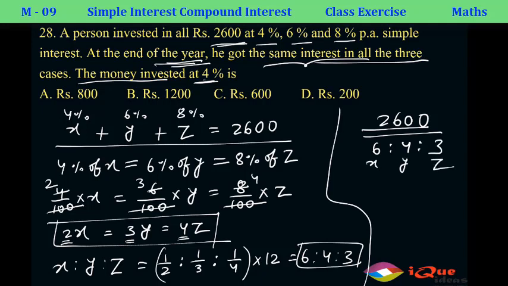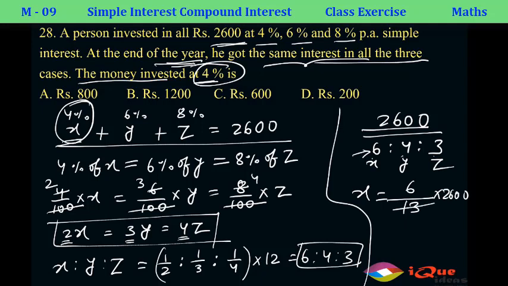Now the question is saying the money invested at 4%. So we find out the money invested at 4%, which was x rupees. Right? So the value of x in this case will be equal to 6, which corresponds to x. So it is 6 divided by 6 plus 4 plus 3, that is 13, into 2600. Now 13 2s are 26. So it is 2 times, so 200. 200 into 6 is 1200. So x is equal to 200 into 6, that is 1200 rupees. So the amount invested at 4% would be 1200 rupees, which is B option.